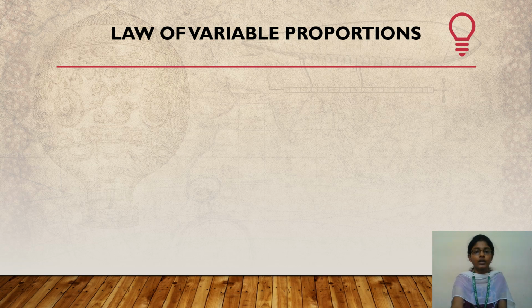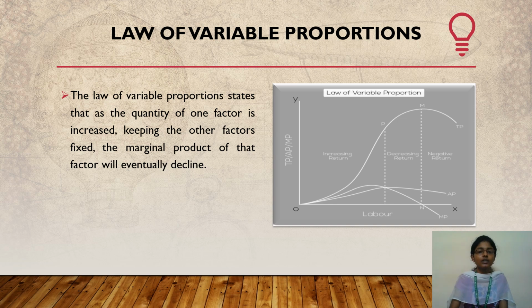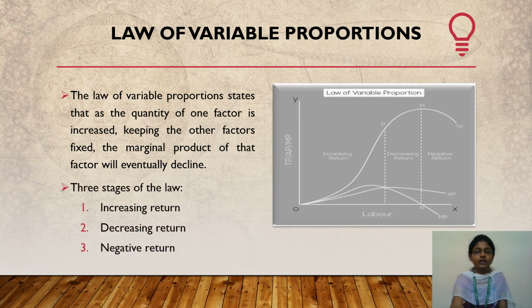Let's see about the law of variable proportions. The law of variable proportion states that as the quantity of one factor is increased, keeping the other factors fixed, the marginal product of that factor will eventually decline. It has three stages of law. One is increasing return, second one is decreasing return, and third one is negative return. In increasing return, the graph increases at increasing rate and then at decreasing rate. In decreasing return, it continues to return at diminishing rate and becomes maximum. In negative return, it diminishes.